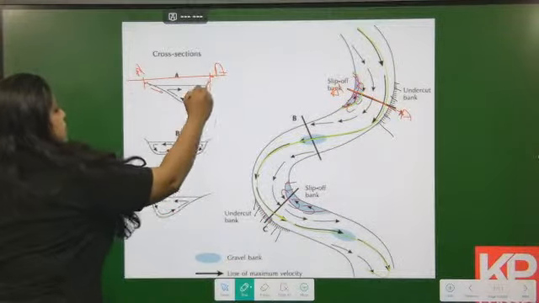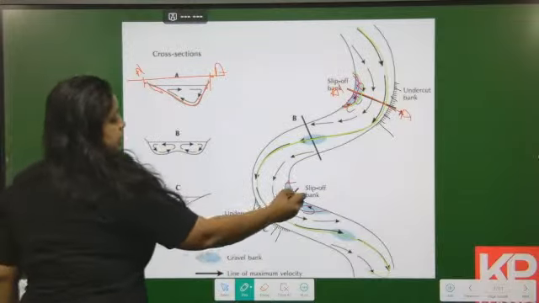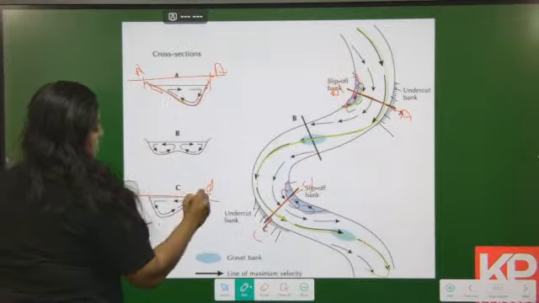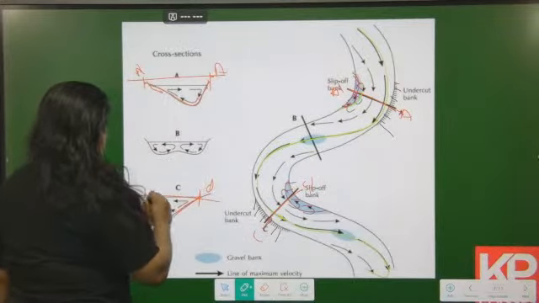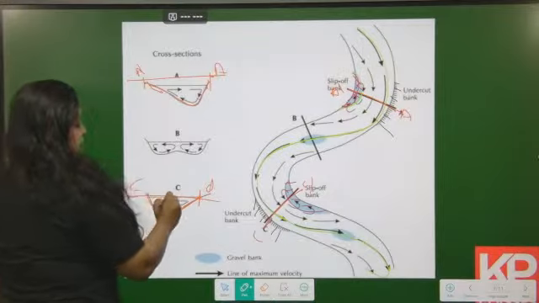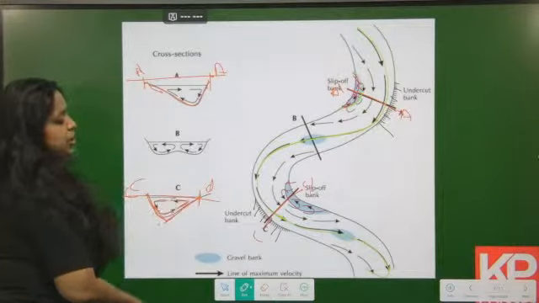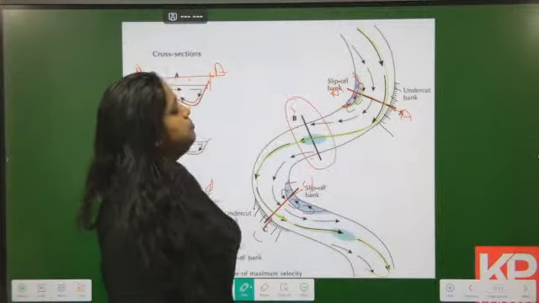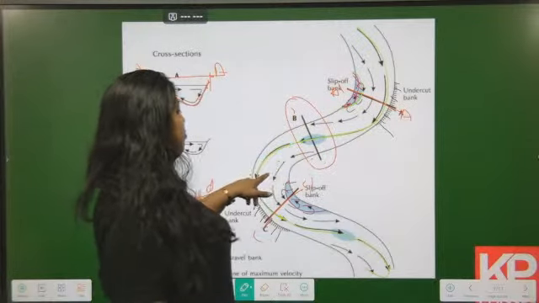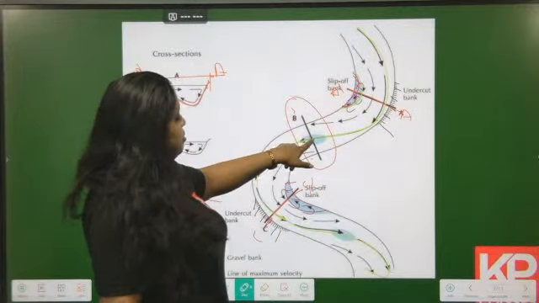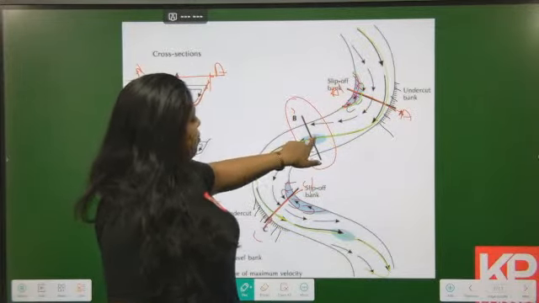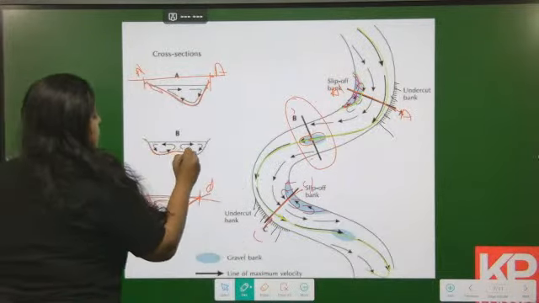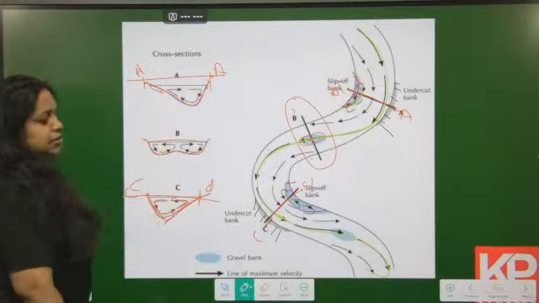So it will be much more deeper over here. Same goes with C dash over here. At C dash, it's shallower because deposition happens, and at C it is deeper, and the water movement will be in this particular way. In between, at this particular point B, it's almost not a helical flow, it's almost straight water movement. The deepest portion should be over here, but though there is deposition taking place, the deepest portion will be from either side in the same way.